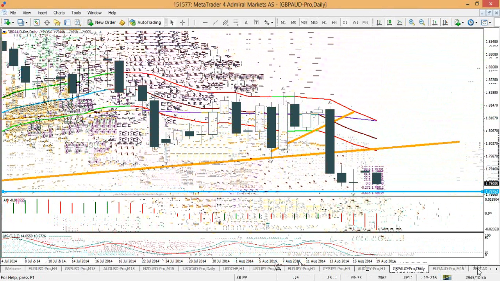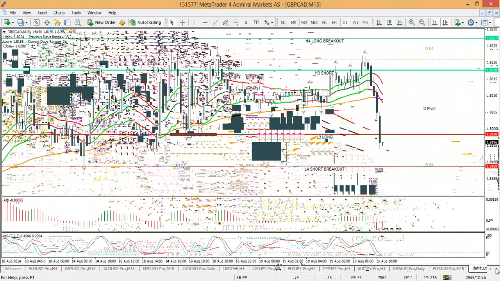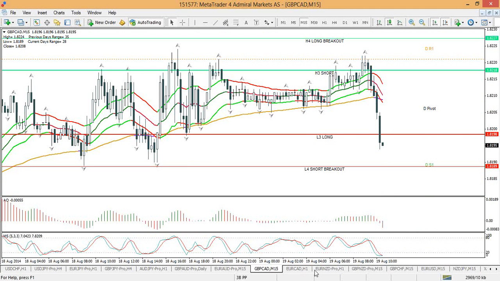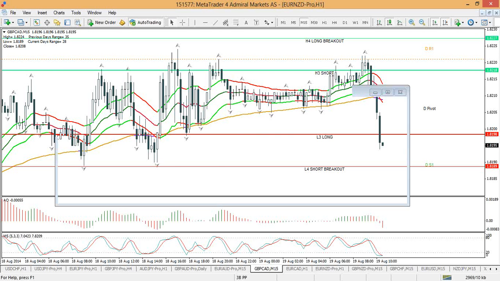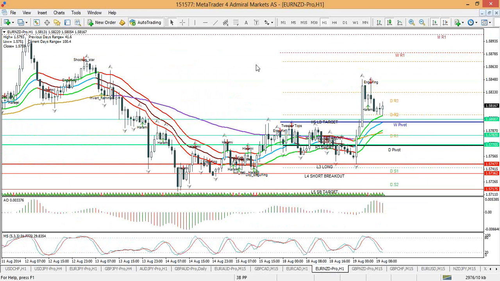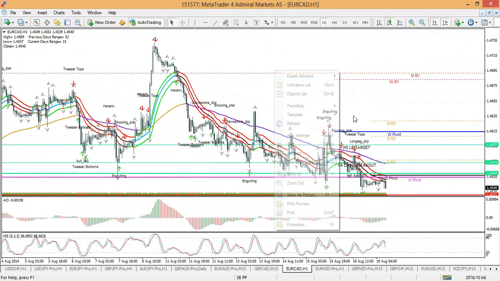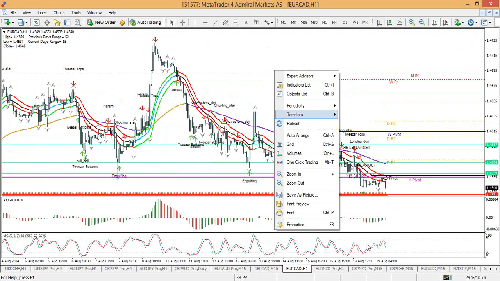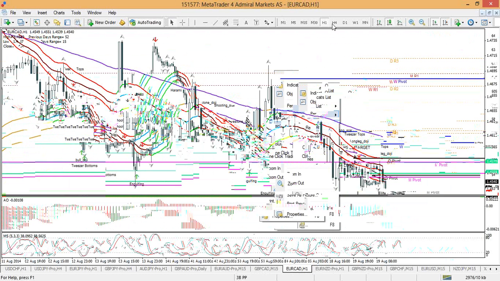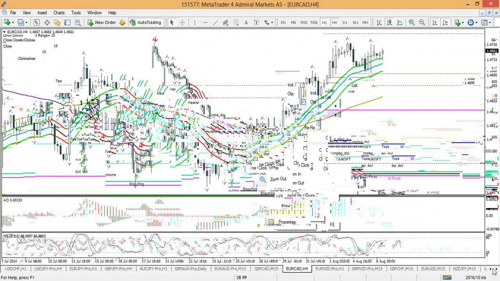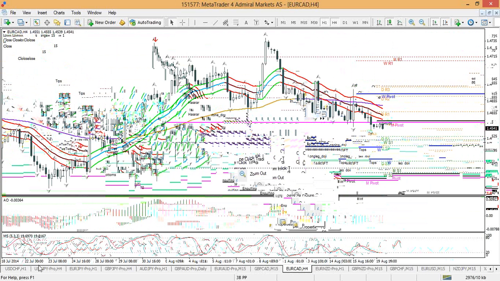Alrighty. Pound CAD moving down too. Is there anything else? Let's see. You're in New Zealand maybe, or you're a CAD maybe. Your CAD is moving down. Let's see. Maybe the euro is finding renewed selling pressure. Yes, it is.